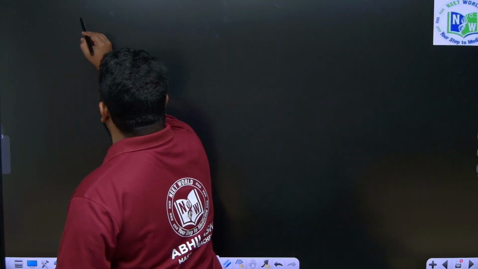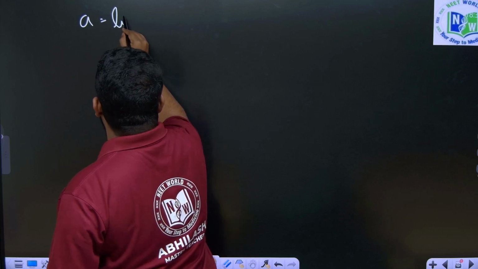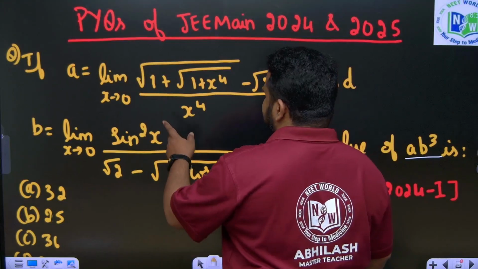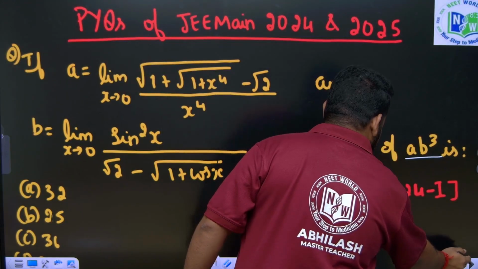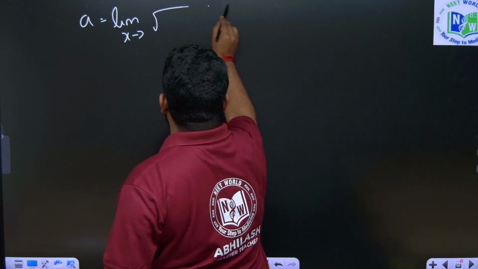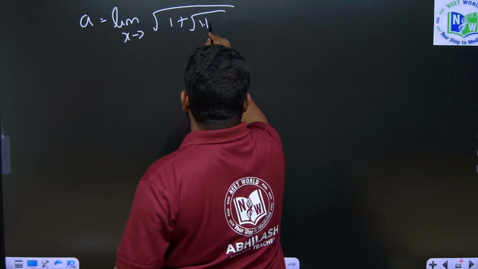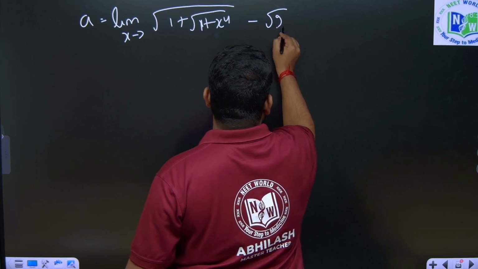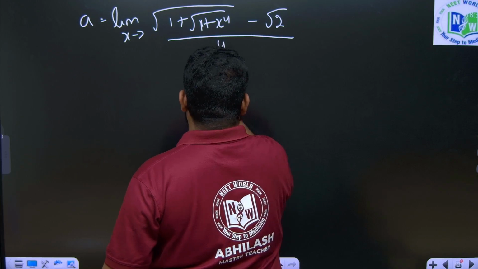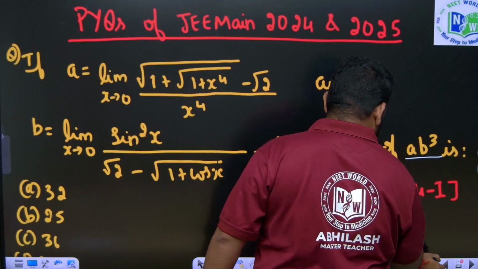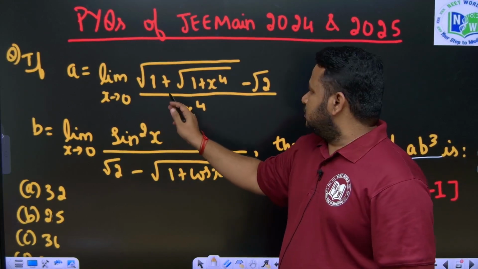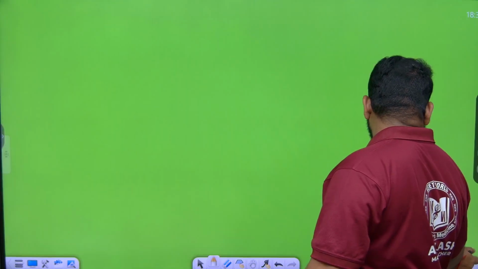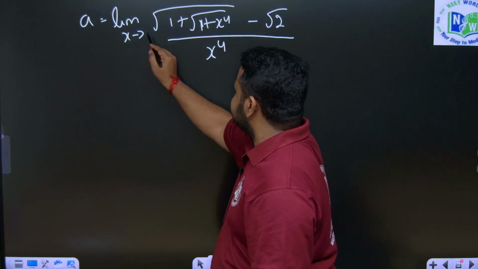They are telling A is equal to limit as x tends to 0 of square root of 1 plus square root of 1 plus x to the power of 4, minus square root of 2, divided by x to the power of 4. Just checking what they have given: limit as x tends to 0, square root of 1 plus square root of 1 plus x to the power of 4 minus square root of 2 divided by x to the power of 4. This is what they were given.